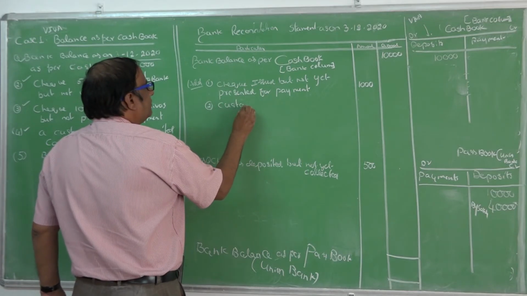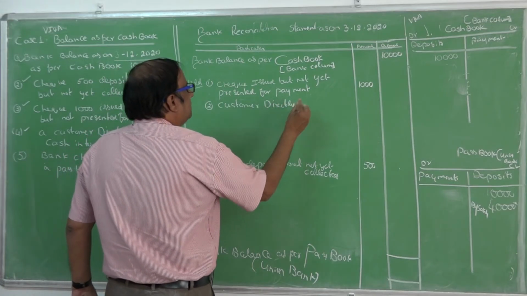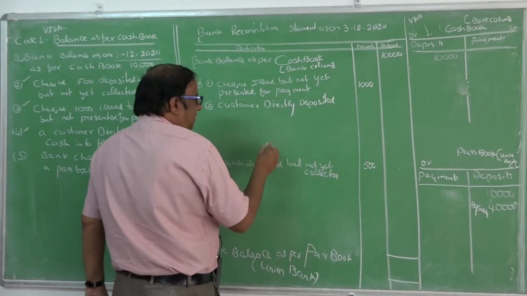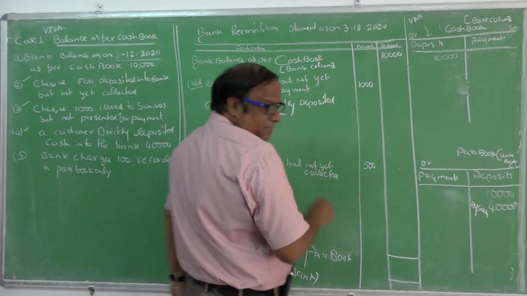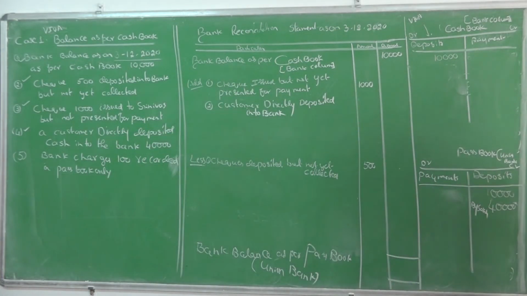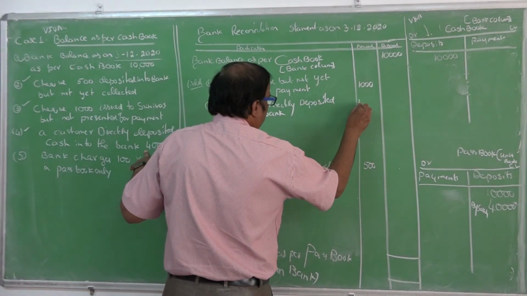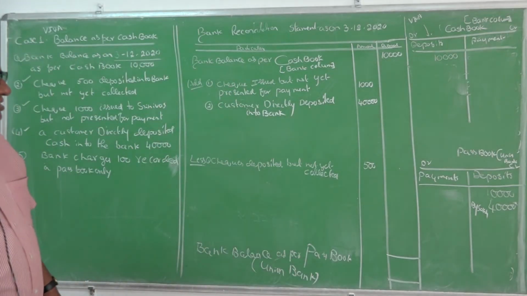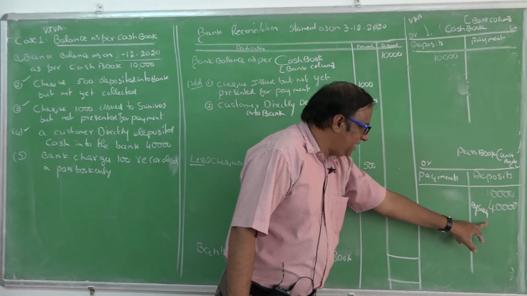Customer directly deposited cash into the bank, 40,000. So what happened? Customer directly deposited cash into the bank. That's why the cash book balance is 10,000 and the passbook balance is 50,000.